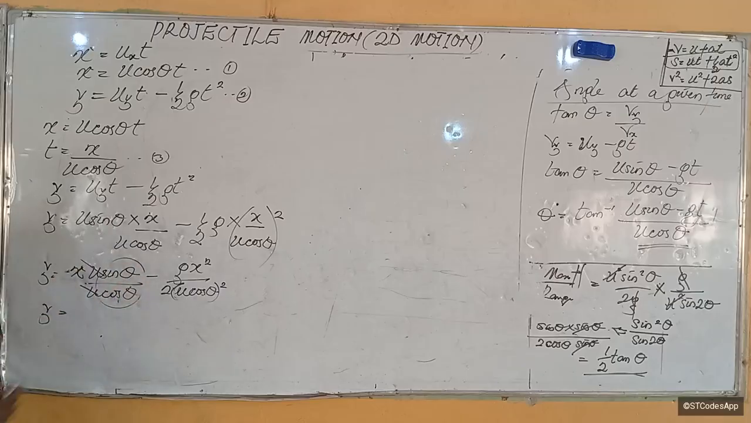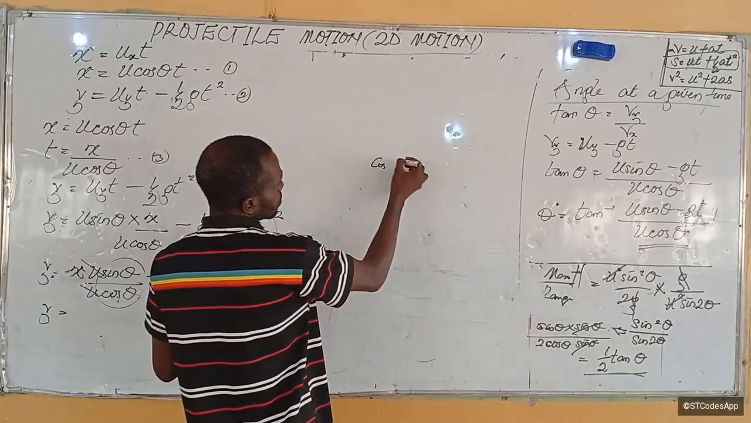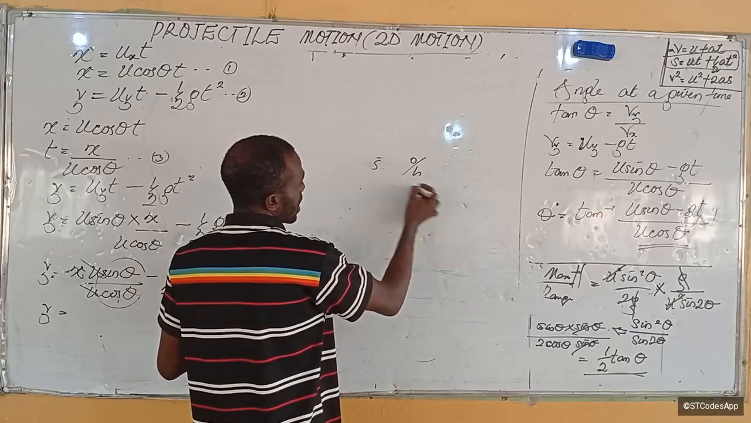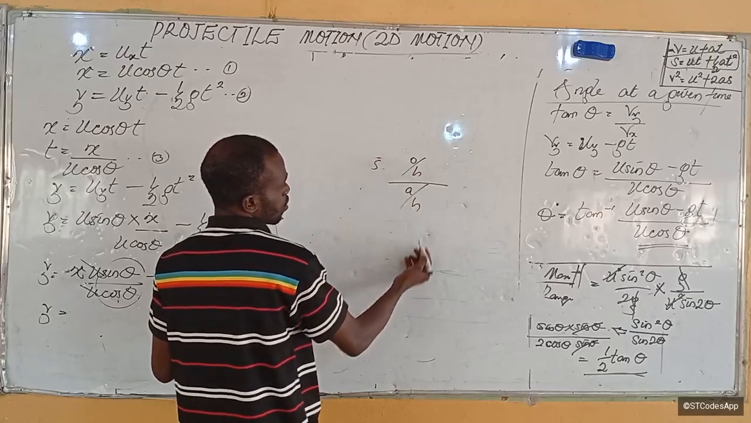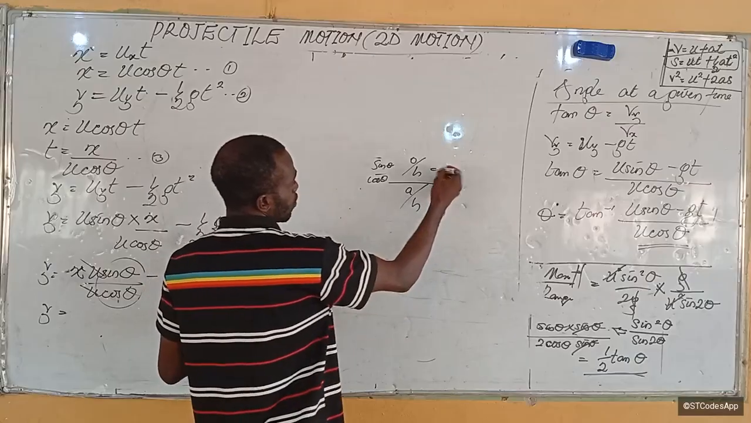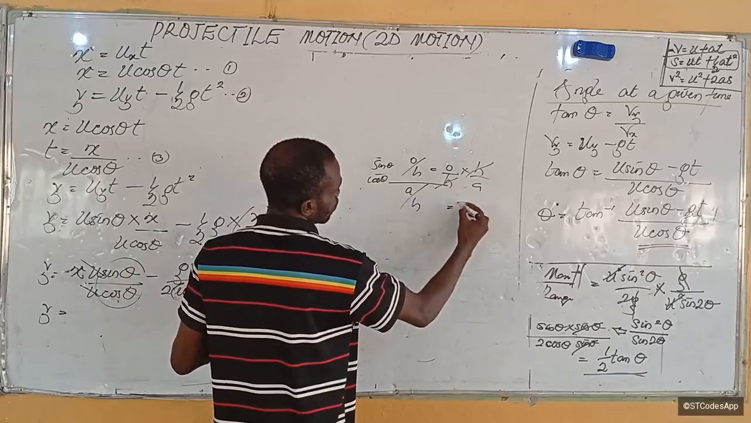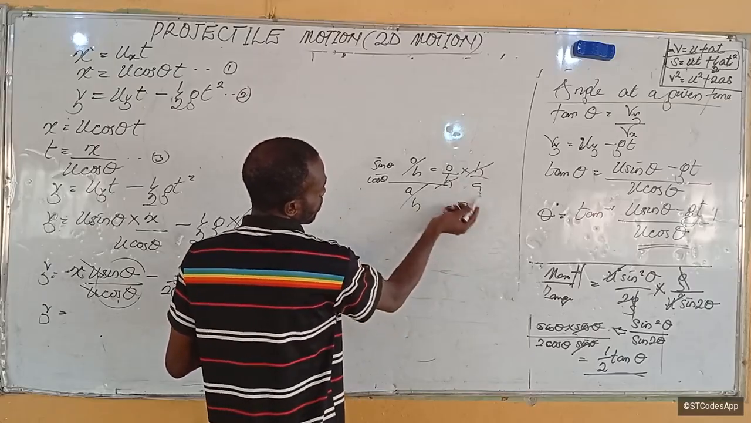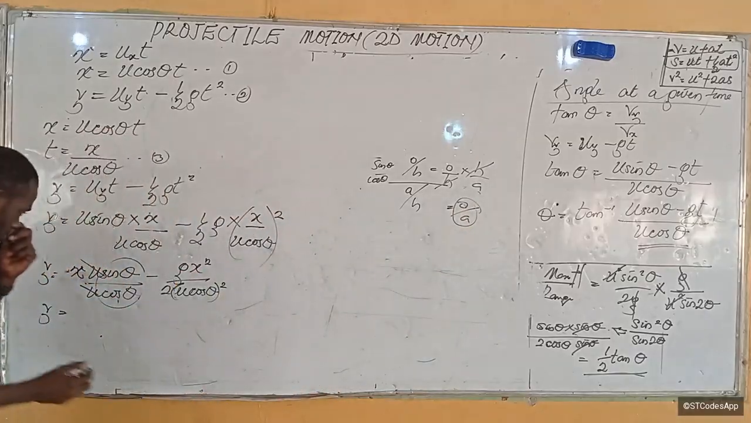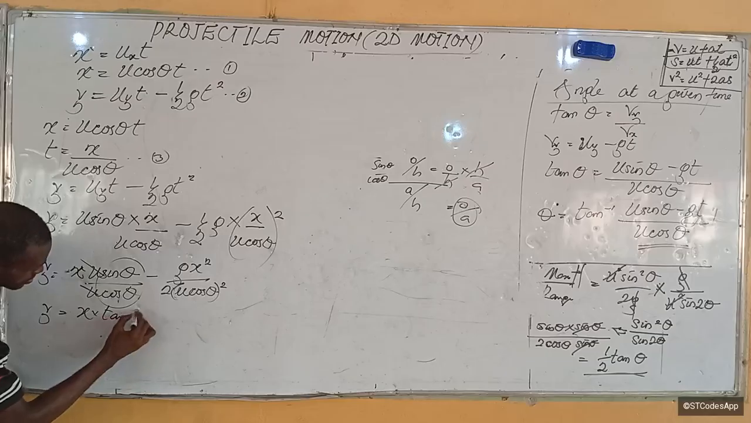Now, what is sine theta over cos theta? Sine theta over cos theta is tan theta. Let me quickly show you. You know that sine is opposite over hypotenuse, and cos is adjacent over hypotenuse. When we put them over each other, we have O divided by h times h over a. This takes care of this. It becomes O over a, opposite over adjacent, which is tan theta. So x times sine over cos becomes x times tan theta.